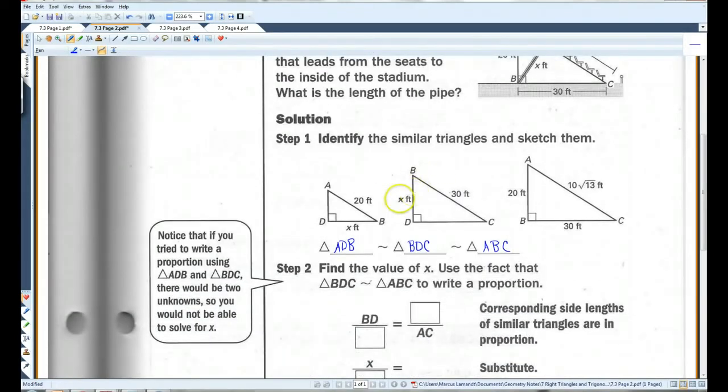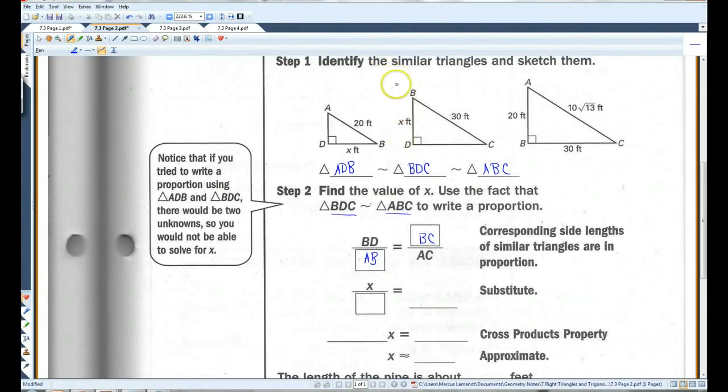So here is X. We could use this triangle and this triangle, or we could use this triangle and this triangle. The problem apparently wants us to use BDC and ABC. So that's this triangle and this triangle. BD corresponds with AB, and BC corresponds with AC. Now BD says here is X, AB is 20, BC is 30, and AC is 10 root 13.